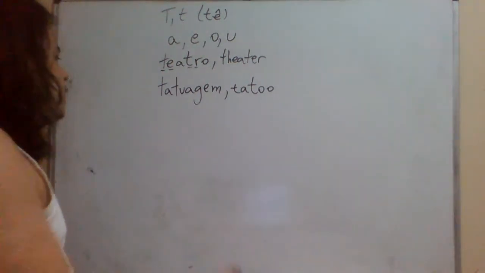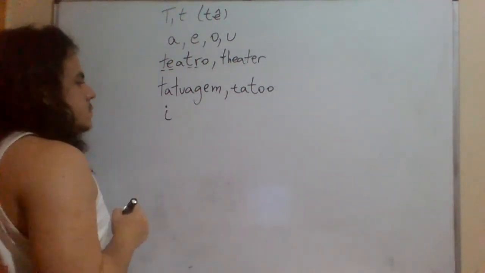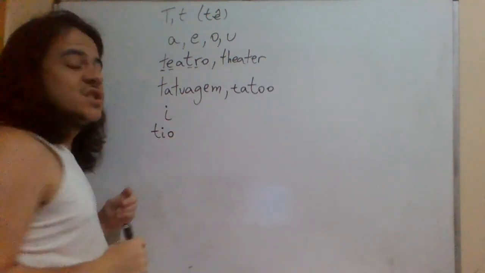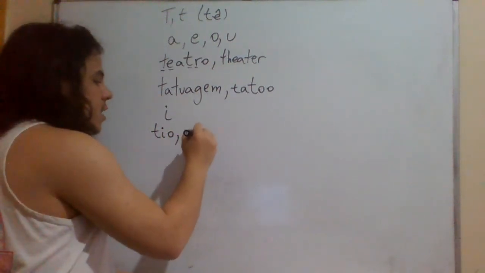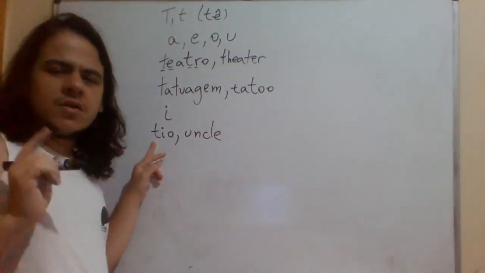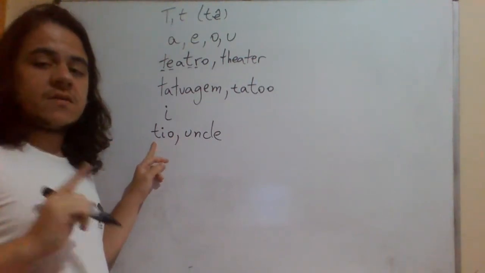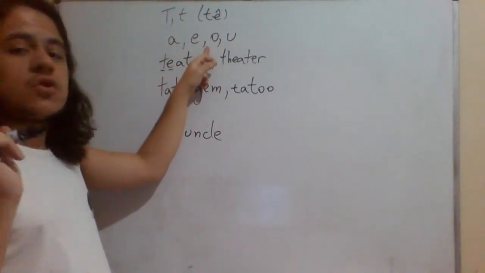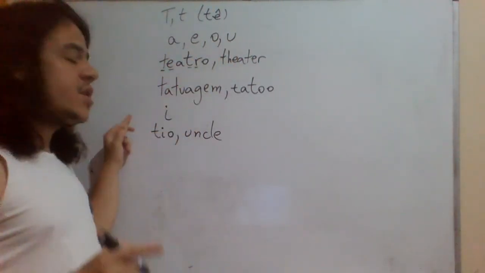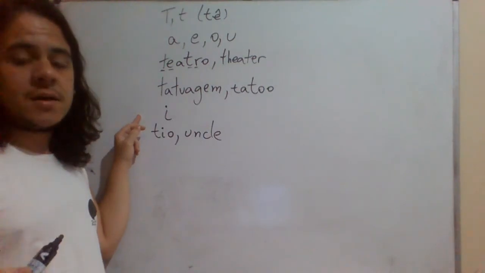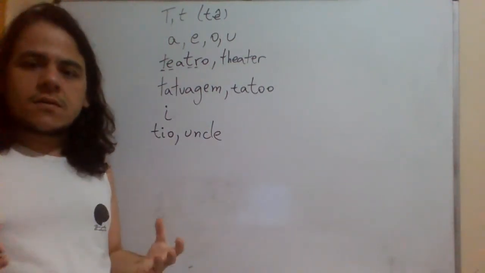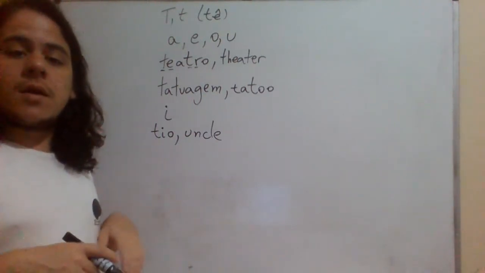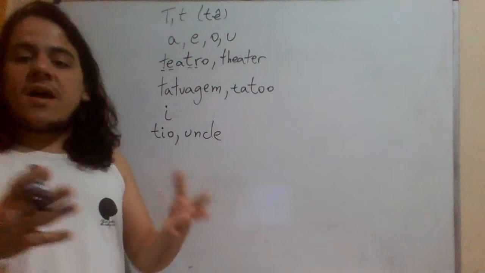Tatuagem. And before letter I, we'll have a different sound. For example, here, tio. Tio means uncle. So notice the difference. Chi, it's not ti. Here is ta. Here is te. Here is to. Here is tu. And here is chi, not ti. In some places, people will say tio. It's not wrong, it's just a different accent.